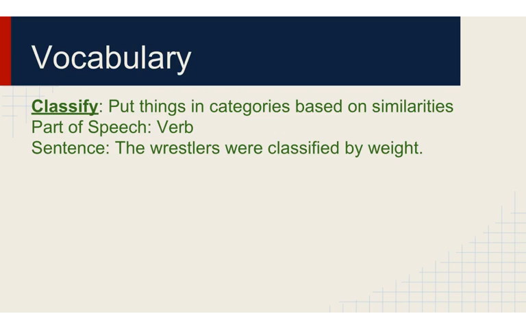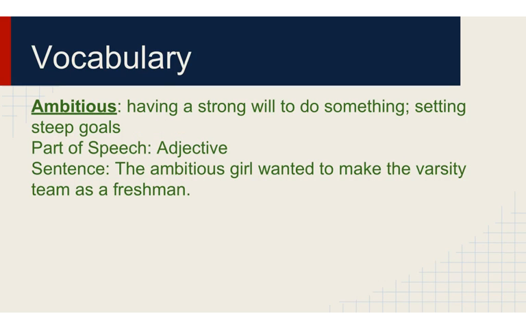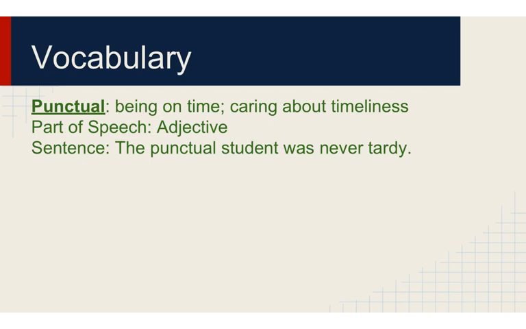Vocabulary. First word is classify, to put things in categories based on similarities. You might have used that one in science. Ambitious. Many of you are very ambitious this year. Having a strong will to do something. Setting steep goals. The ambitious girl wanted to make the varsity team as a freshman. Punctual. I like punctual people. Punctual people are on time, and they care about being on time. The punctual student was never tardy.